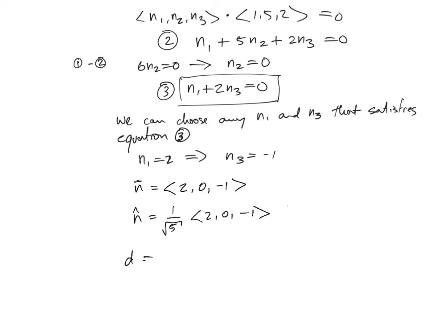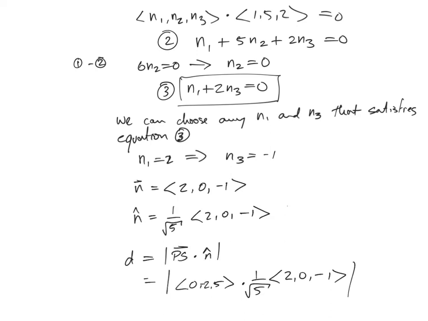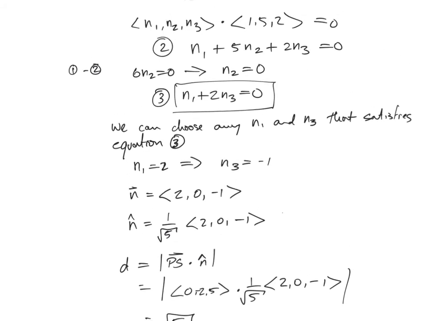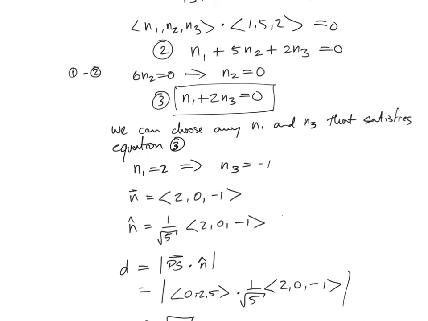And now the distance we're looking for is the magnitude of PS projected onto n hat. And PS was 0, negative 2, 5, dot 1 over root 5 times 2, 0, negative 1, equals root 5. Same answer. And something you can do is try a different value of n, and you should get the same value d. Okay, so that's method number 2.